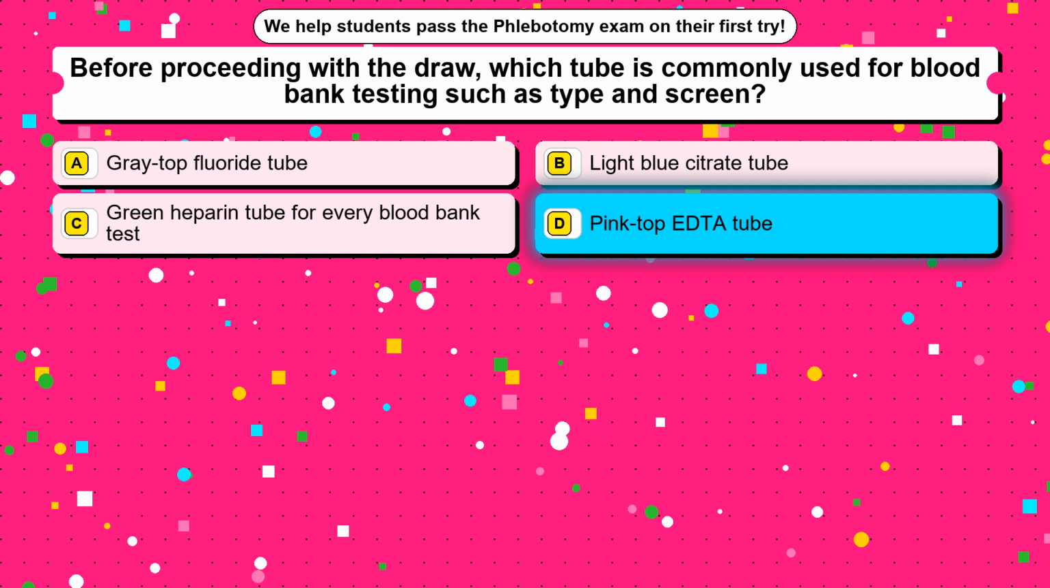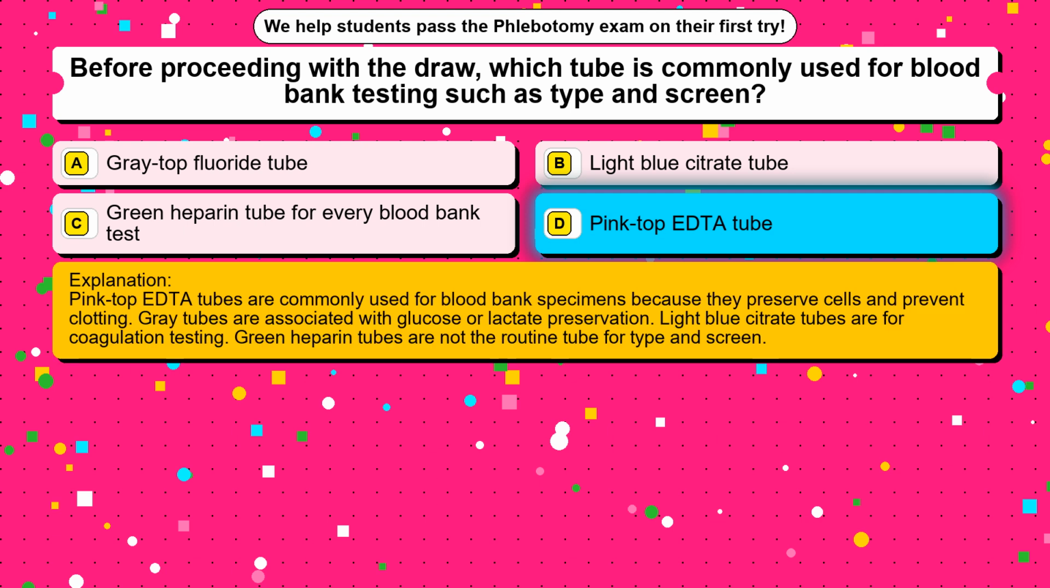Pink top EDTA tube. Pink top EDTA tubes are commonly used for blood bank specimens because they preserve cells and prevent clotting. Gray tubes are associated with glucose or lactate preservation. Light blue citrate tubes are for coagulation testing. Green heparin tubes are not the routine tube for type and screen.